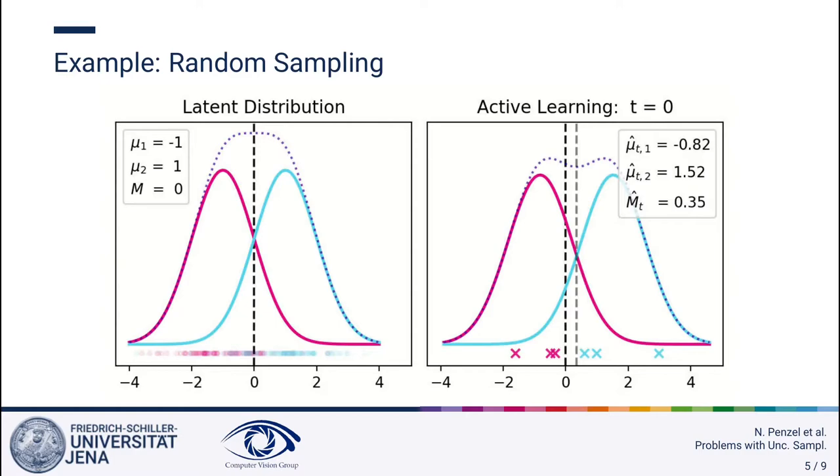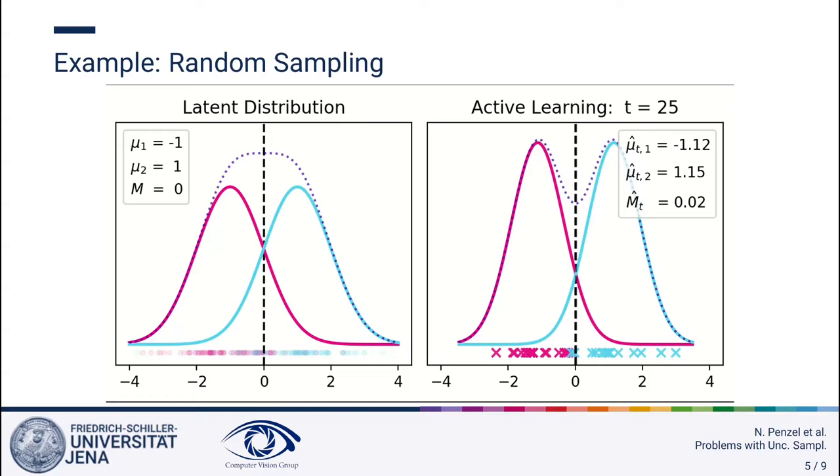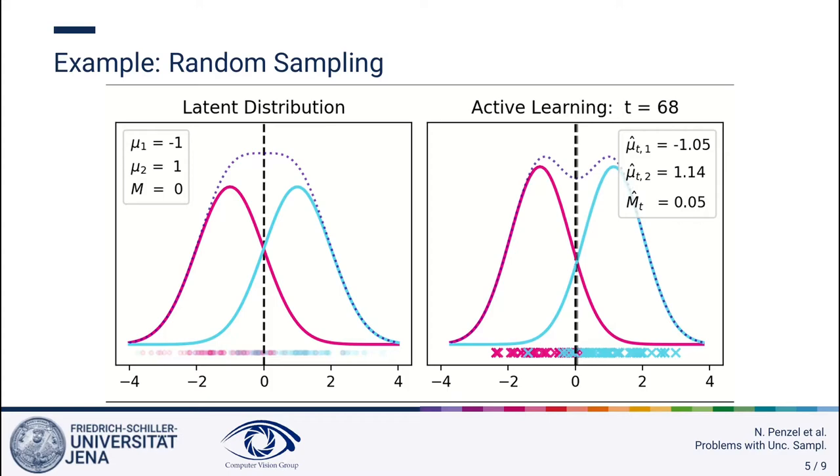On the right-hand side, you can see our initial estimate in time step 0, using the three data points we sampled from each class. In future time steps, we see that our model converges or gets closer and closer to the actual latent decision boundary. This happens because the estimators we use, the maximum likelihood estimators of the means of a Gaussian, are consistent and stochastically converge for t towards infinity to the optimum parameter, at least if the examples are drawn IID, which is the case in random sampling.